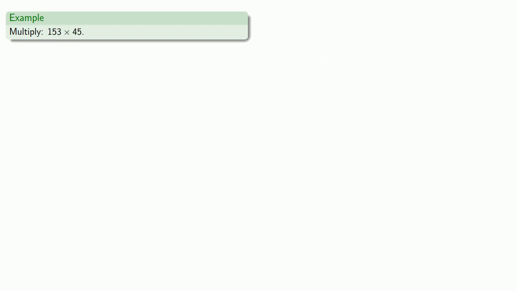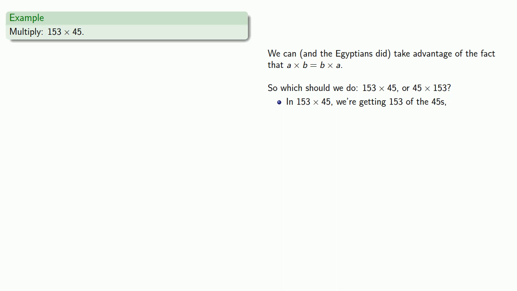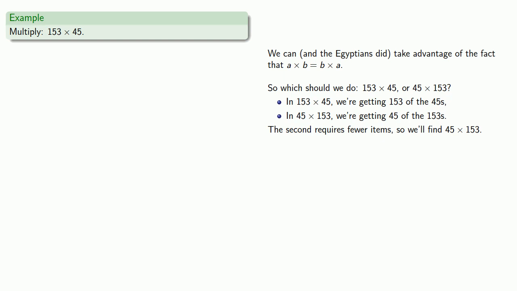Or let's take a look at this. We want to multiply 153 by 45. And it's important to note here that we can, and the Egyptians did, take advantage of the fact that A times B is equal to B times A. And so the question you've got to ask yourself is, self, which should we do? 153 times 45, or 45 times 153? So to make our decision, it's worth noting that in 153 times 45, we're getting 153 of the 45s, while in 45 times 153, we're getting 45 of the 153s. Since the second requires getting fewer items, that's 45 instead of 153, we'll find 45 times 153.